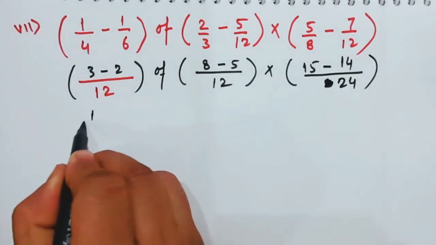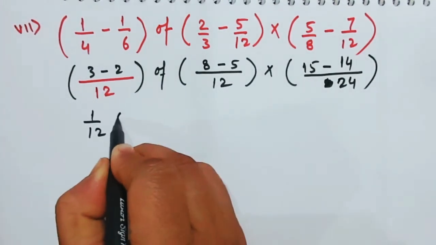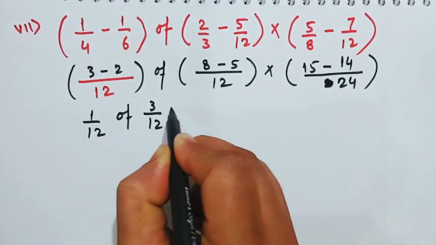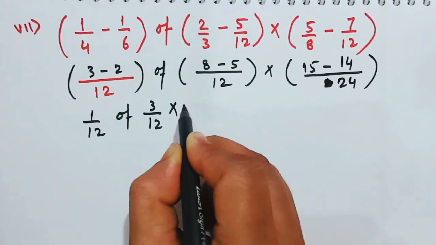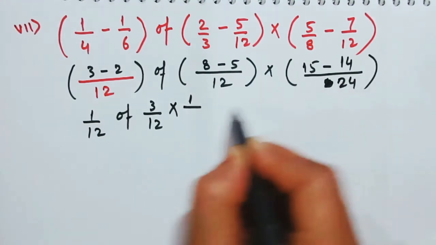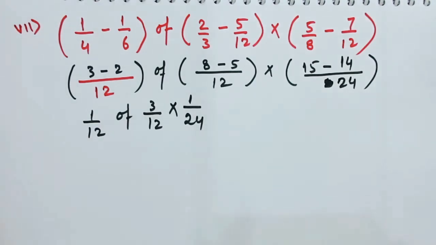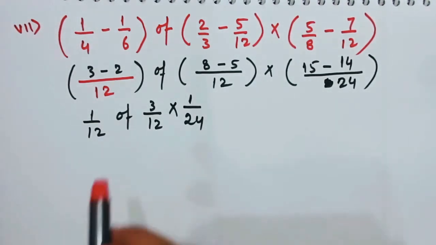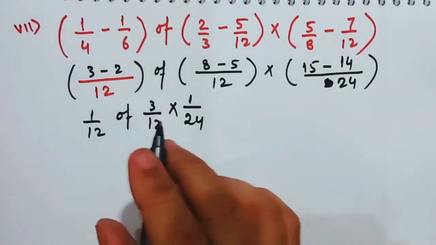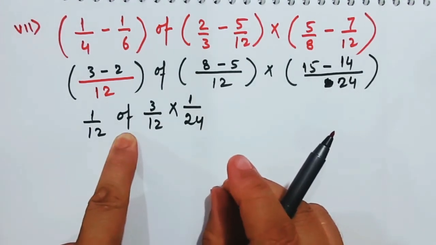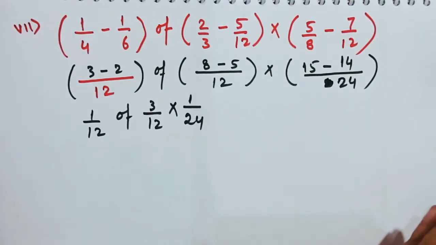So here 1 by 12 of 8 minus 5, 3 by 12, multiplied by 15 minus 14, why do you say 1? 1 by 24. Now, as I had told you, the of part should be solved first. But since all of them are in multiplication, you people are free. There is no problem. And see, the value of this of increases only when the other participants are there, like addition, subtraction, division.